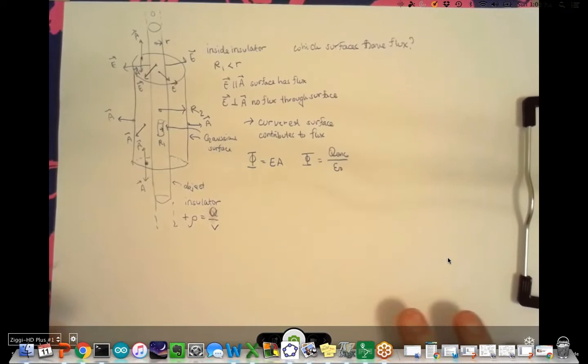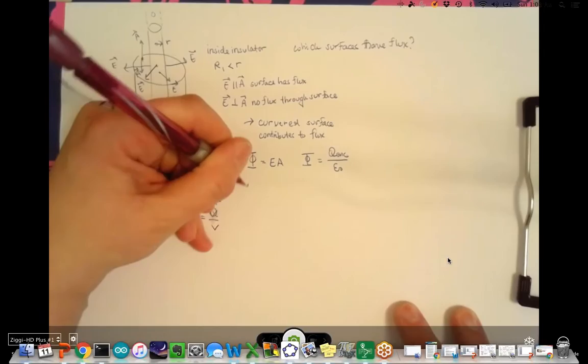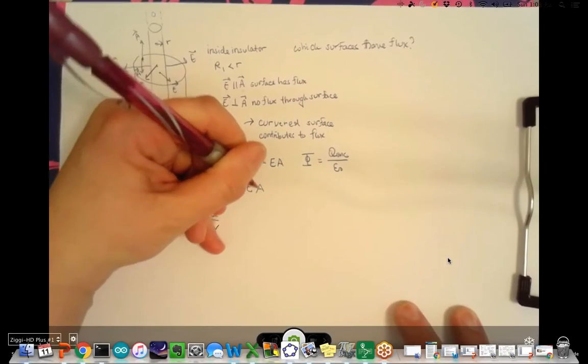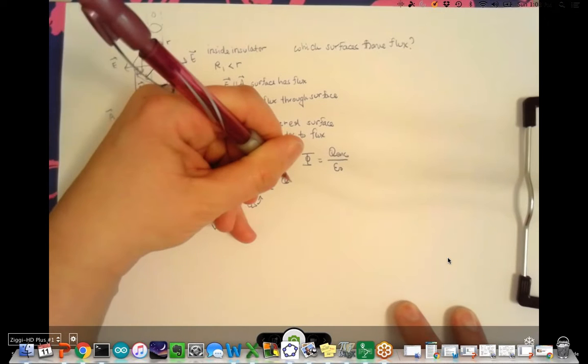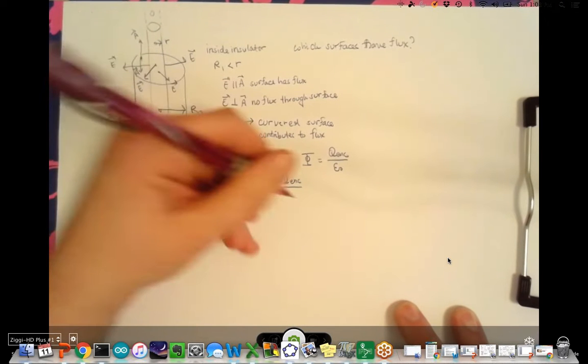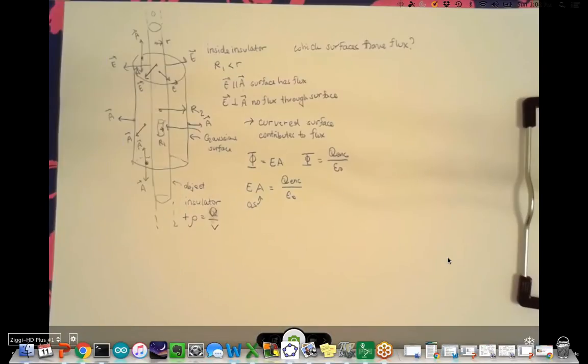All right, which means once these are parallel and we are only looking at the surfaces with flux, we can say that the electric field times the area of the Gaussian surface is equal to the charge enclosed by the Gaussian surface divided by a constant. All right, are there any questions so far? Anybody stuck or missing anything?